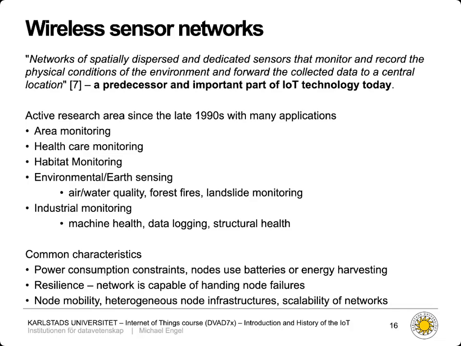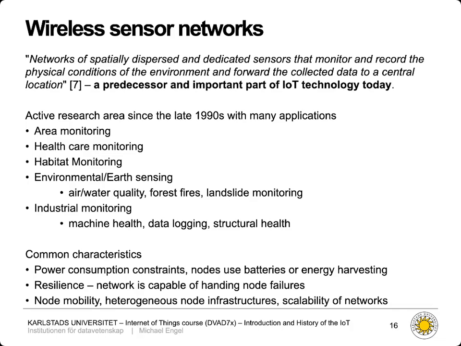We've talked about area monitoring. You could use it for healthcare monitoring. You could use it for habitat monitoring. So there were projects attaching wireless sensors to animals to just figure out where the animals are actually moving, so where they are mostly endangered, where they need to be protected, and so on. You can do environmental and earth sensing, for example, for air and water quality. You could put in sensors that alert for forest fires or landslides or earthquakes, volcanic eruptions, and so on.